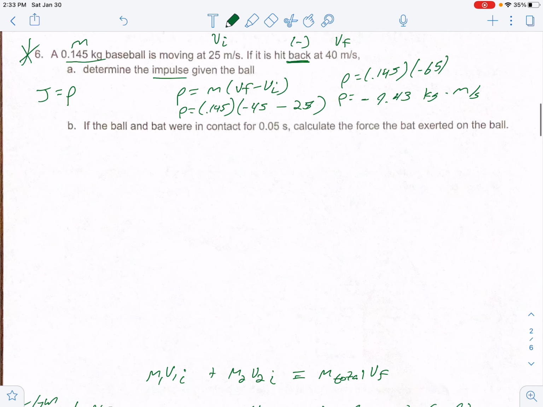If the ball and bat were in contact for 0.05 seconds, so I was given time, calculate the force. So force is a question mark, so we're looking for force. So F and T, that means we have to use this equation here: J equals F times T.